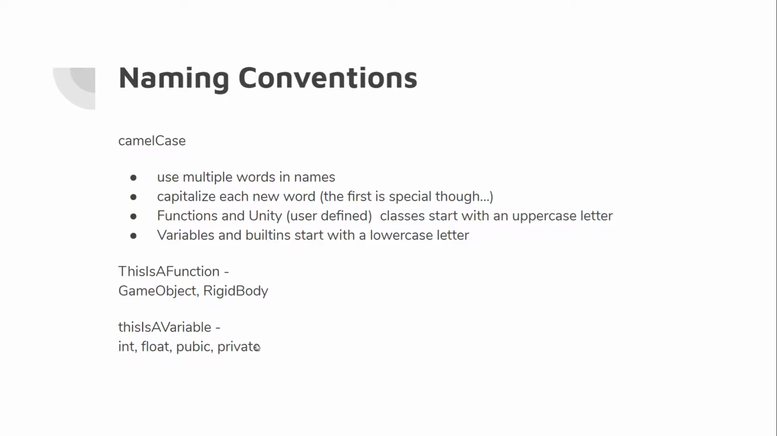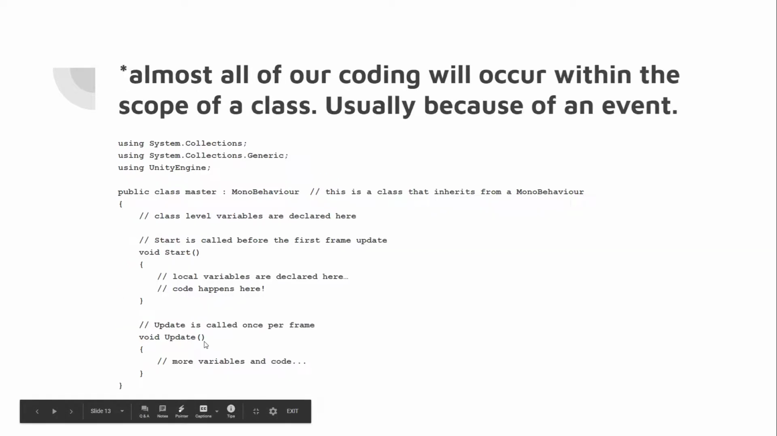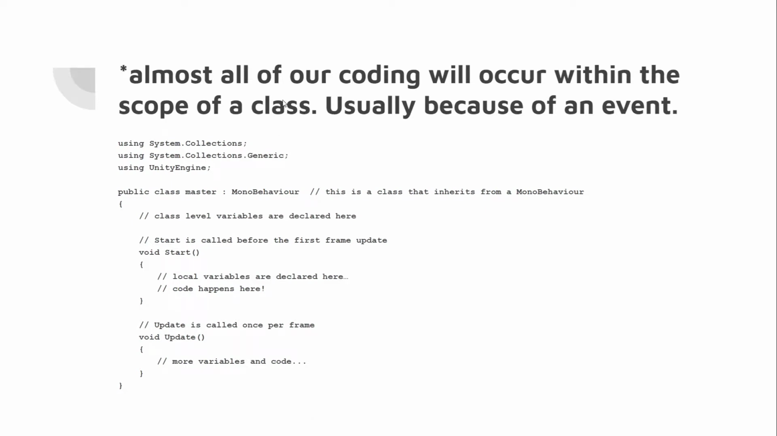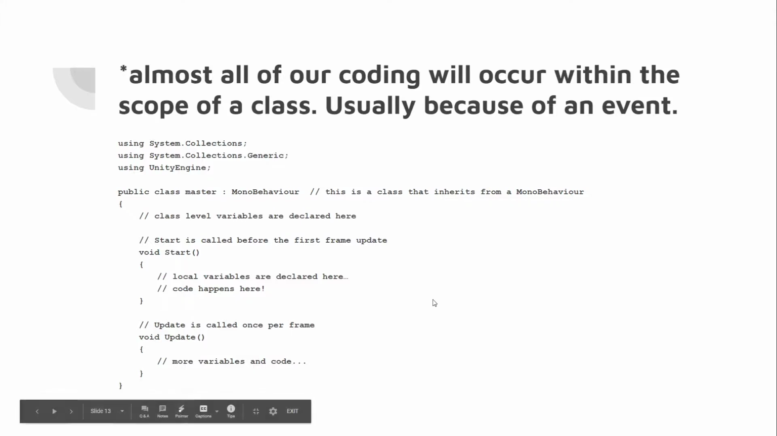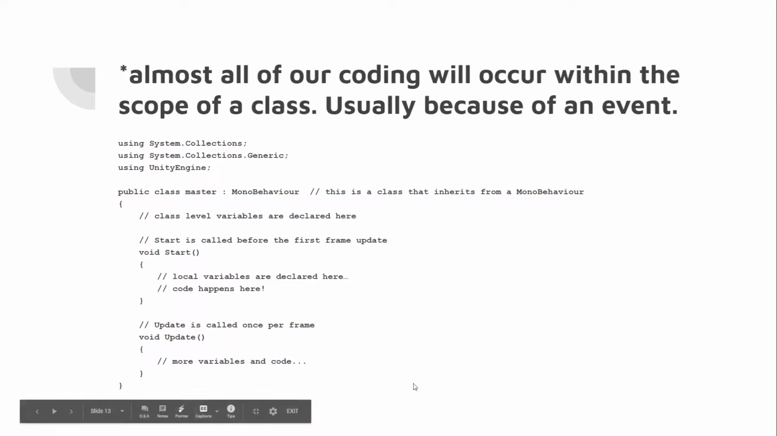But the built-in types, int, float, public, and private, are all going to be lowercase like that. So within that, we're going to say almost all of our coding will occur within the scope of a class. That's almost always. And usually, code is being called as part of an event.